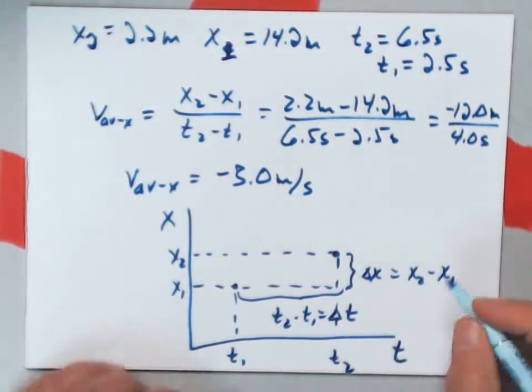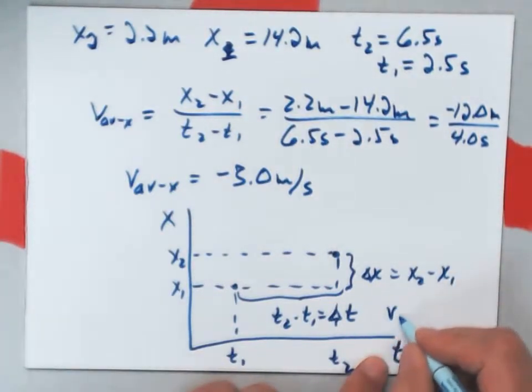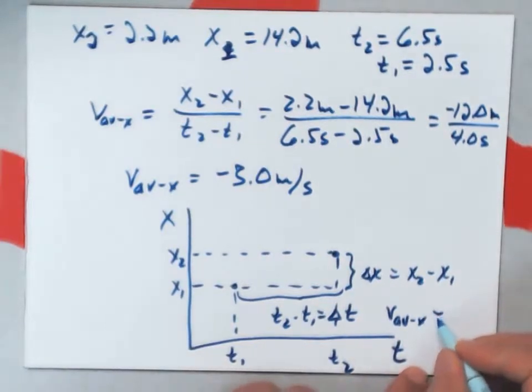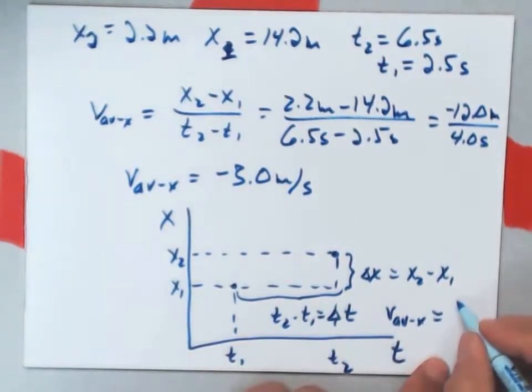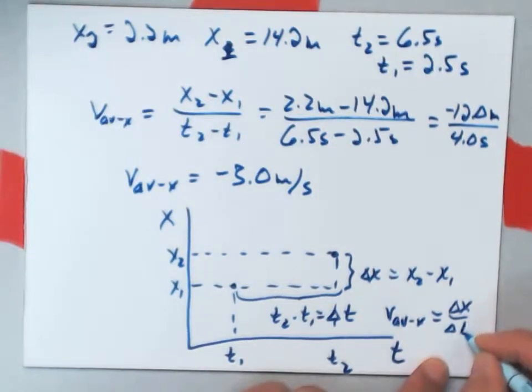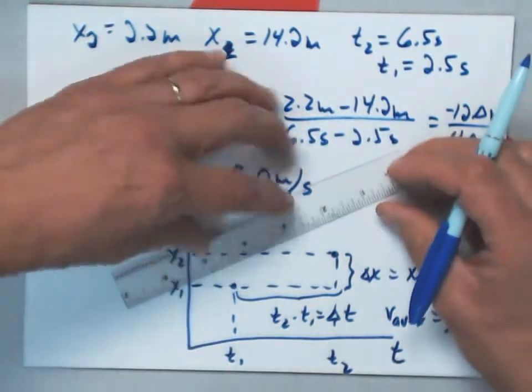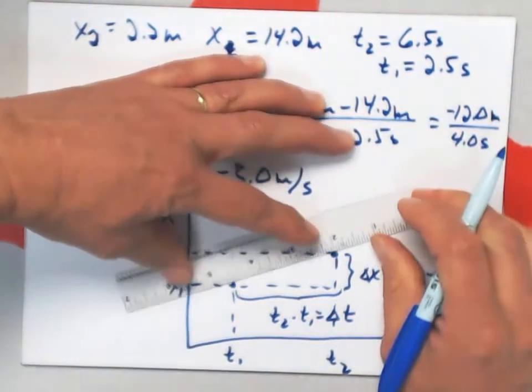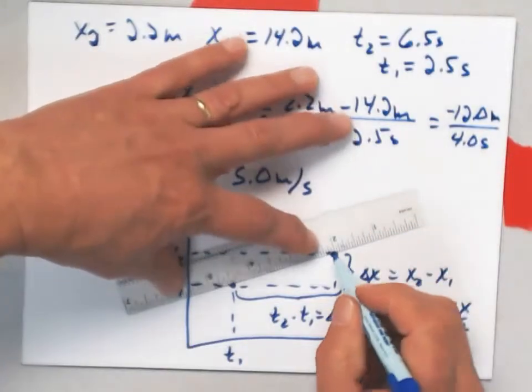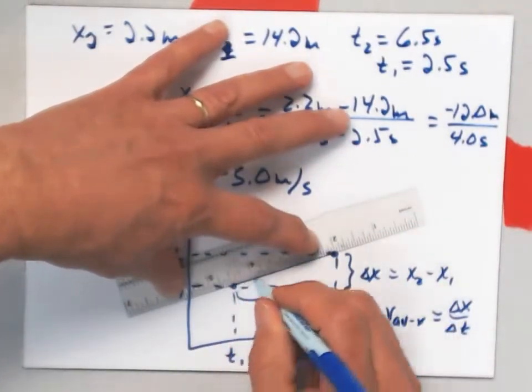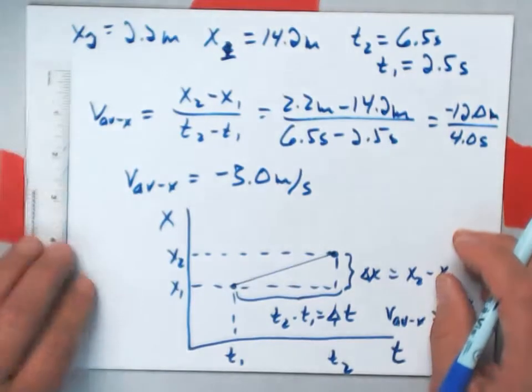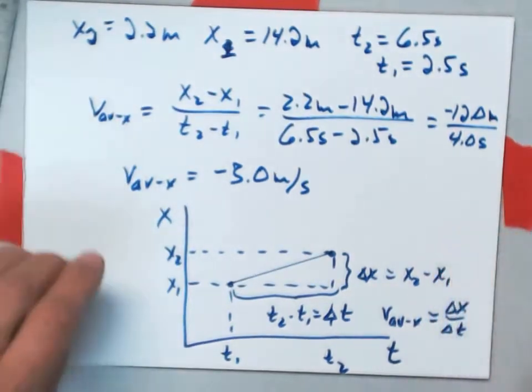Okay. And the V average in the x direction ends up just being delta x over delta t. That may be a little bit familiar from your math classes. That delta x over delta t is the slope of a line that connects these 2 points. Okay. That's what delta x over delta t is.